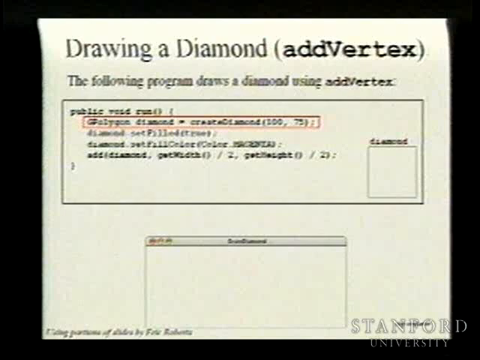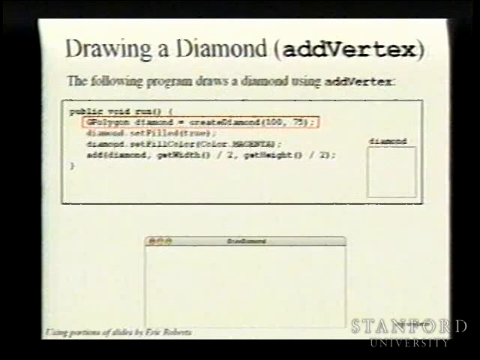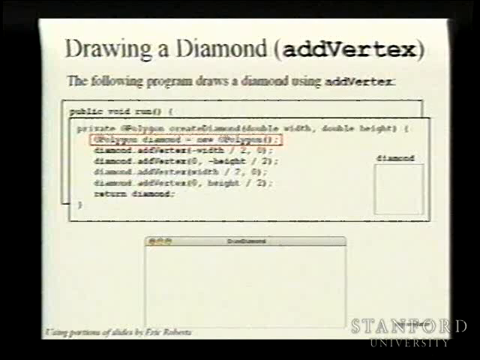Okay. So we're going to create a diamond. We're actually going to create it using a method that we'll see called createDiamond. And so when we call createDiamond, we're expected to get back a GPolygon. Here's where all the interesting stuff's going on. So here's the createDiamond method. createDiamond is going to return a GPolygon, so it needs to create one because it's going to return it back to us. And what it's getting is the width and height of what that diamond should look like.